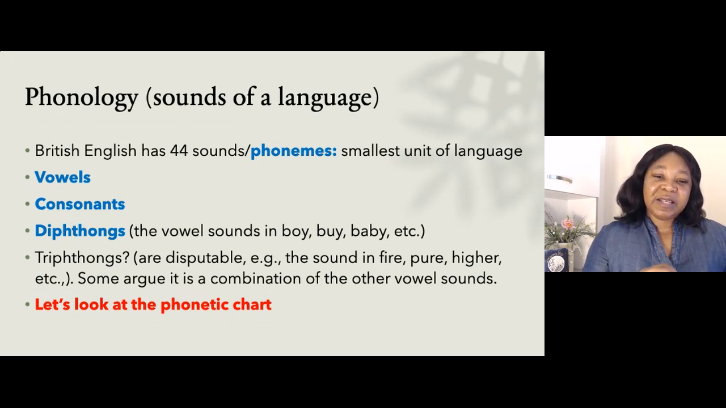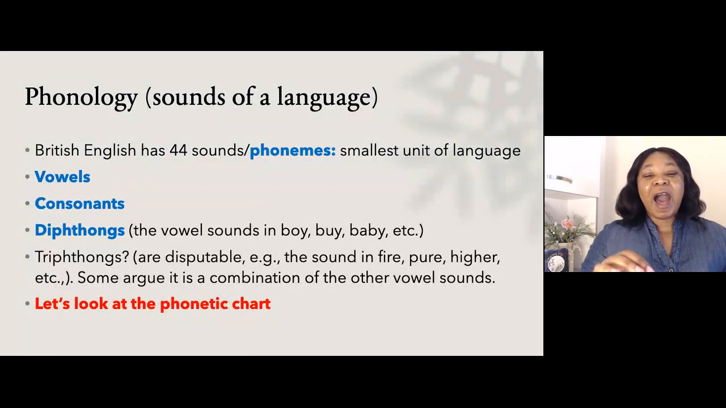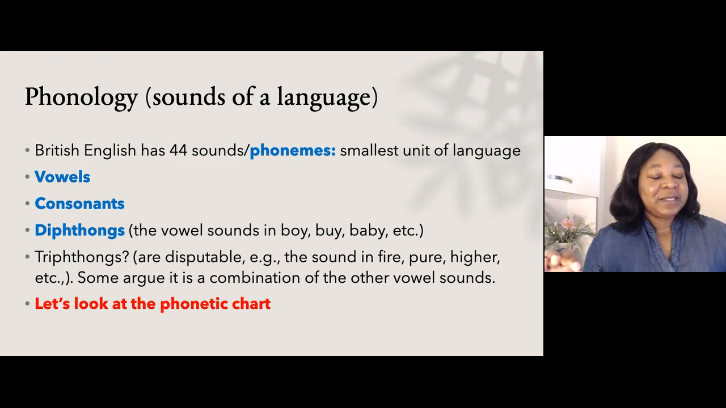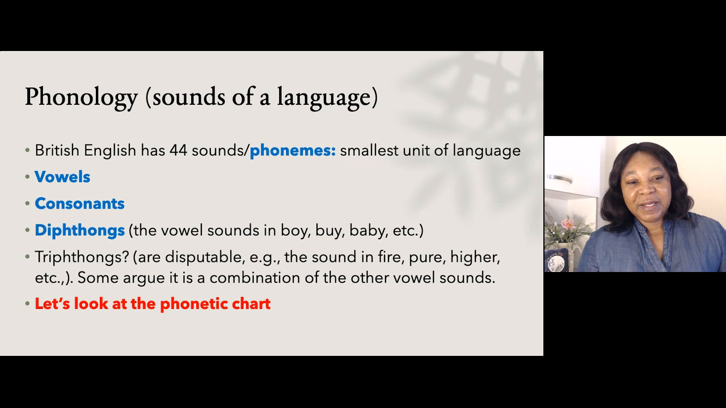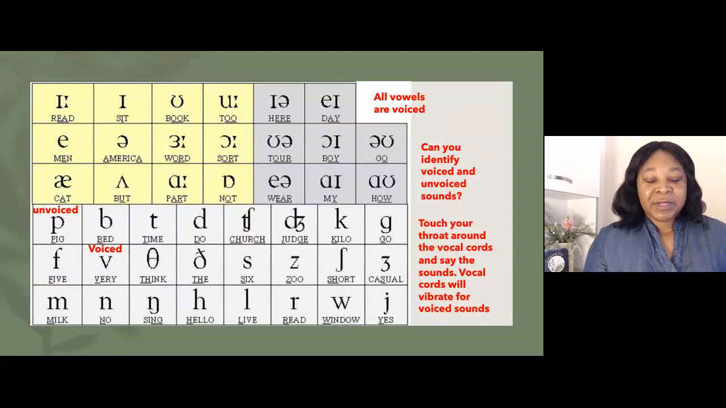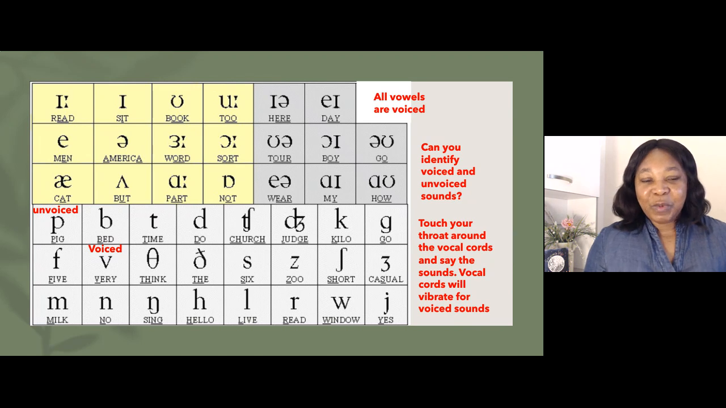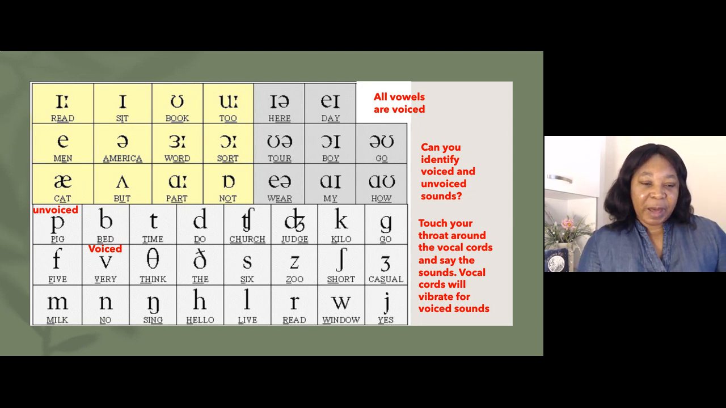Some people say there are three different sounds in a word like fire, but most linguists stop at diphthongs. So let's look at the phonetic chart. This is something you have to learn, and it's very important for all teachers. If you want to use a dictionary correctly, you need to understand these simple phonetic symbols. Whether you're a maths teacher, a science teacher or an English teacher, it would do you a lot of good to understand the phonetic symbols. I'm just going to go over them.